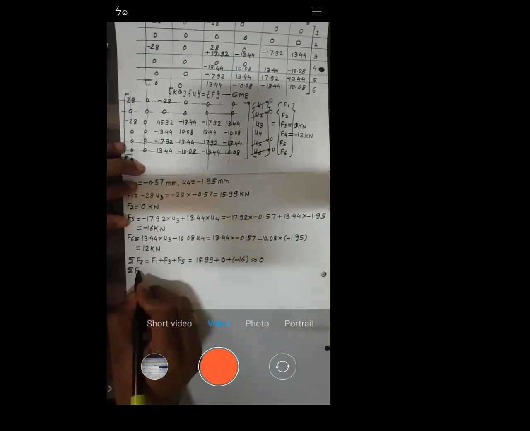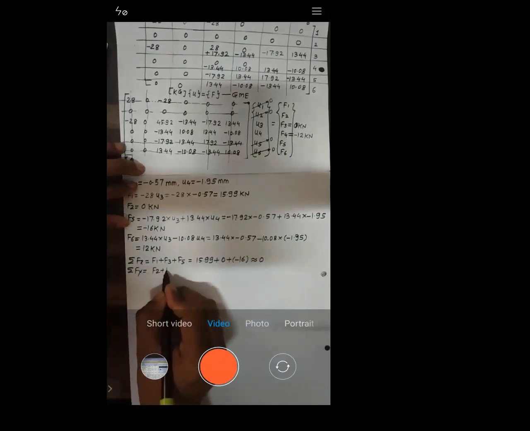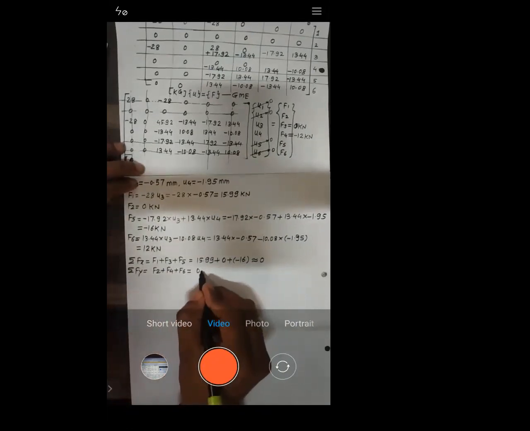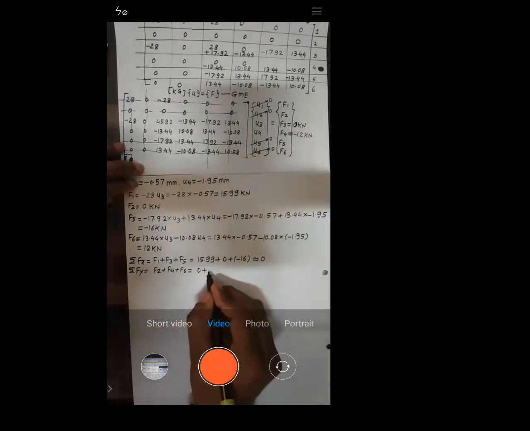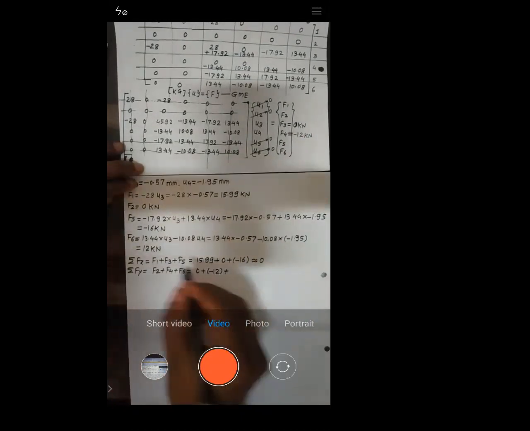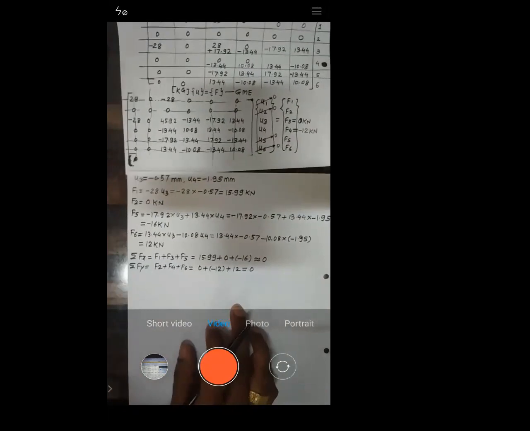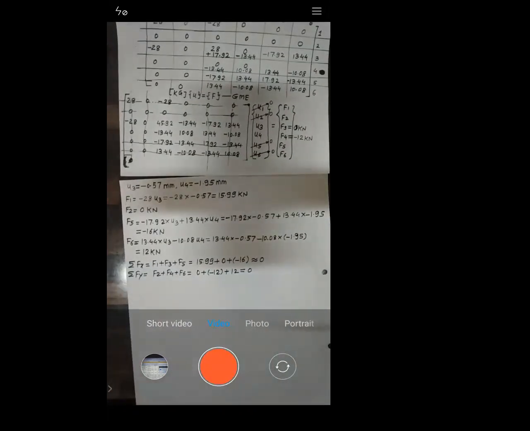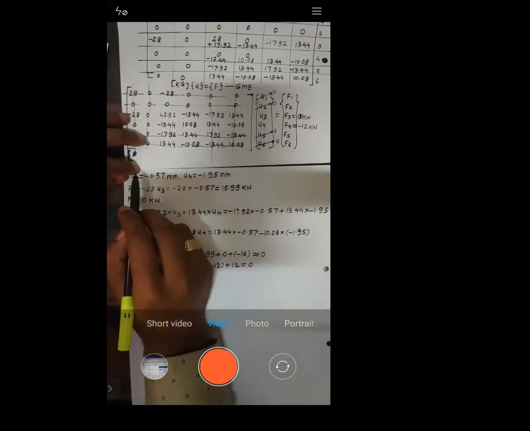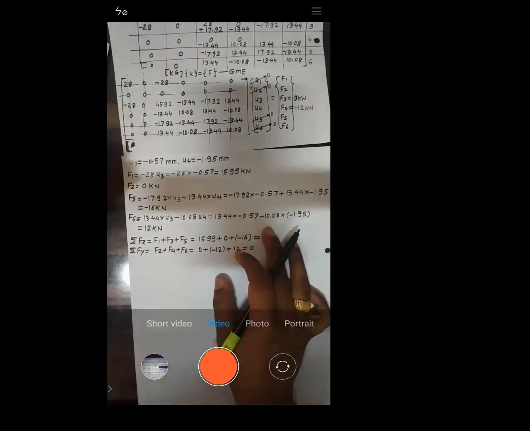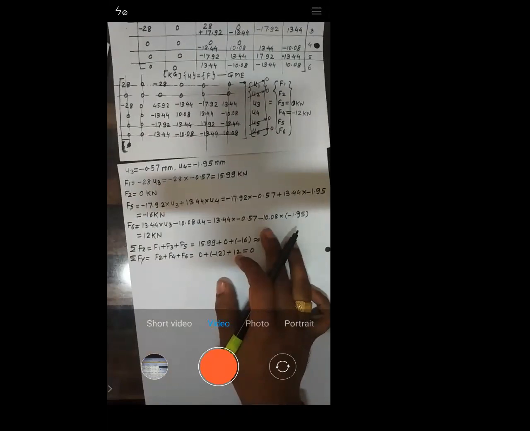If you take summation of Fy, it is F2 plus F4 plus F6, right? F2 is 0 plus F4, you put in the problem, that is minus 12, plus F6, you have calculated, that is 12. So your answer is coming 0. Is it okay or not? So see, your conditions of equilibrium are getting satisfied. That means the values of displacement that you have got are correct. Now let's calculate the value of stress.